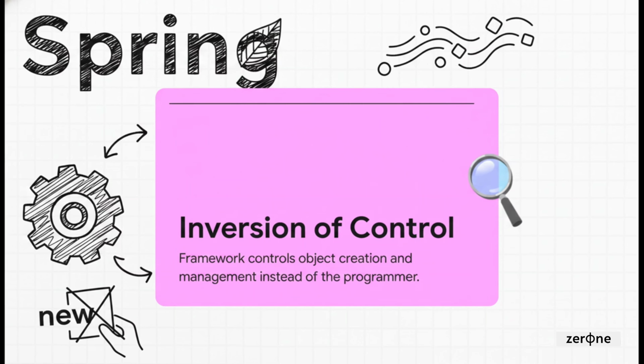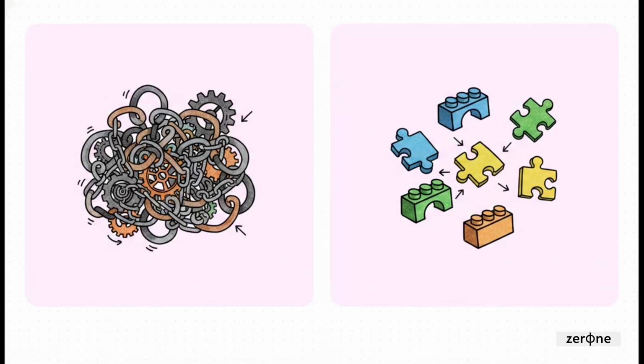Well, IoC completely flips that script. You are surrendering the control of object creation and its entire management over to the Spring Framework, specifically to the Spring IoC container. The framework is now the one calling the shots and dictating the flow of the application. And here is the so what of it all. IoC fundamentally shifts our entire code architecture from tight coupling to loose coupling.